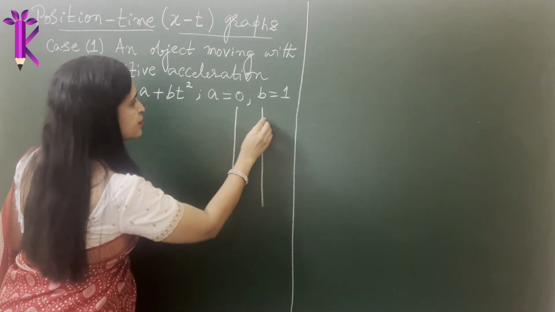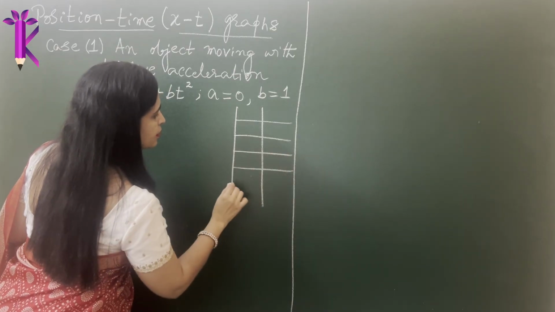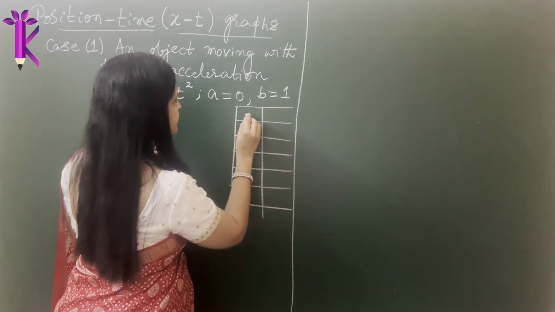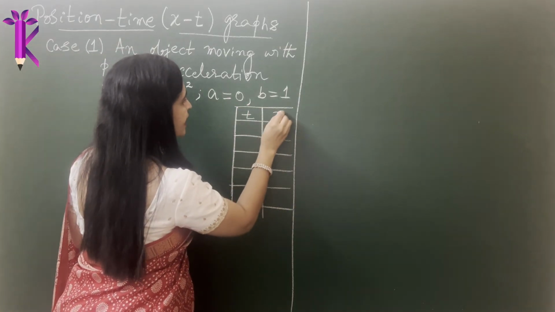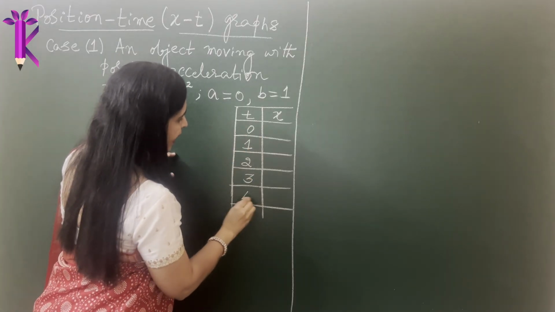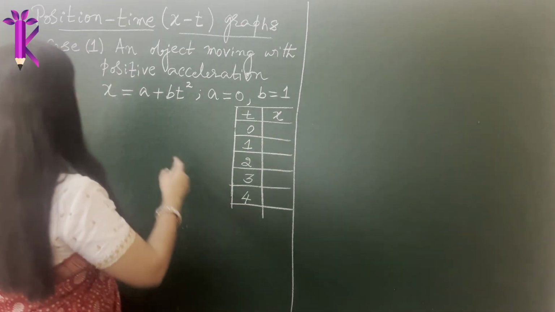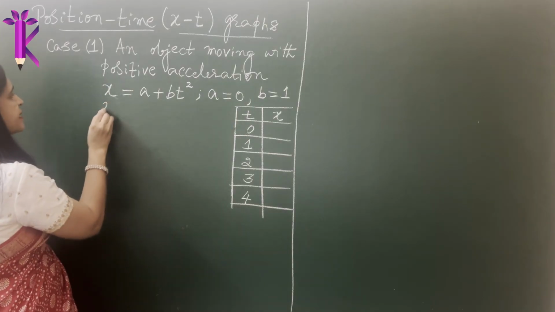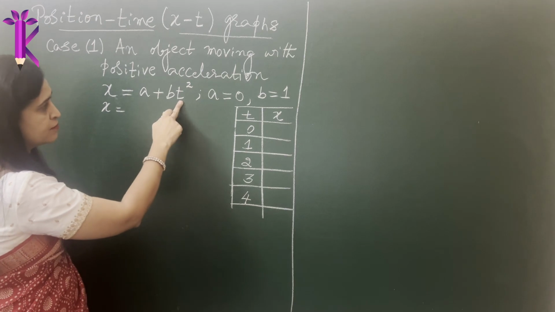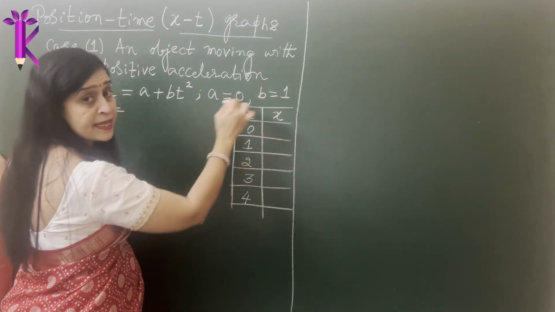For various values of t, we will calculate the values of x. So when t is so and so, what will be the value of x? When t is 0, 1, 2, 3 and 4. We only have to substitute for t. These are various values of t. So just substitute for the value of t, and also substitute for the values of a and b as shown.